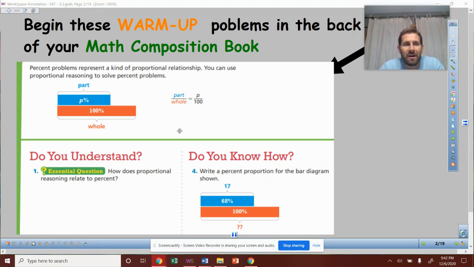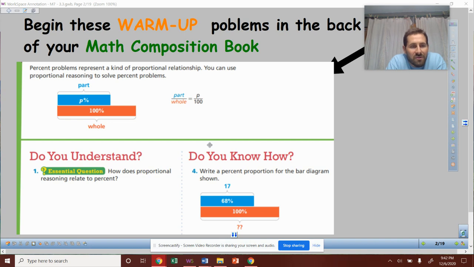Do this in the back of your comp book, but percent problems represent a kind of proportional relationship. You can use proportional reasoning to solve percent problems. So there's an example here of how you can set up a proportion. There's two fractions equal to each other that we're just plugging in different values, but we're still finding that part to whole and identifying that as a percentage out of 100.